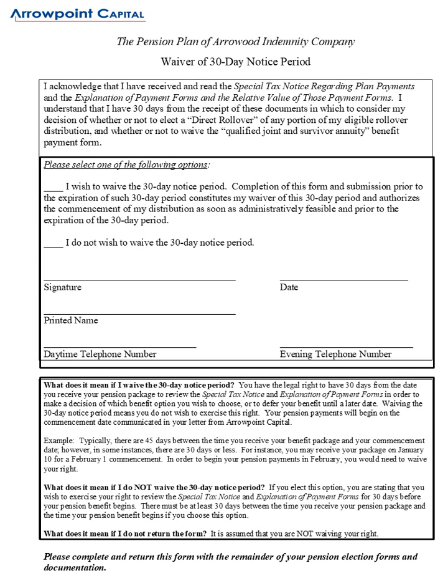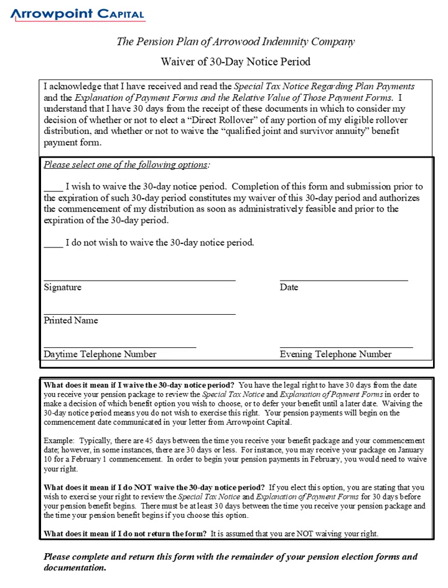Our second form is the waiver of 30-day notice. By law, we must give you 30 days to review the information in your package before we can commence your benefits. The 30-day period begins on the date you receive your forms. Most packages automatically meet this time frame, and if this is the case with yours, then you can check either choice on the waiver form, and we will begin processing your information once we've received your completed election package.